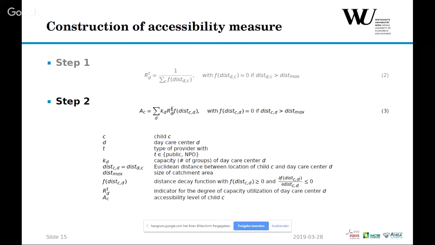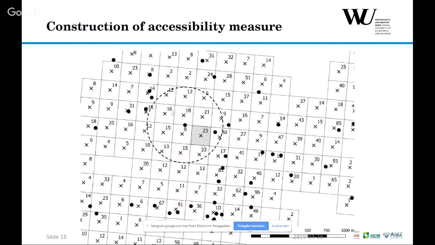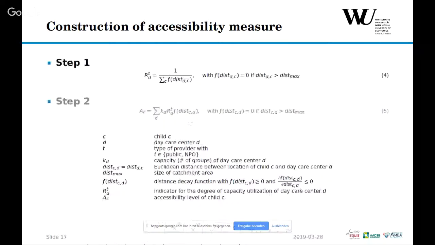In order to calculate R, the degree of capacity utilization of a daycare center, we change the perspective. The capacity utilization is calculated for each childcare institution. So in this example, we want to calculate the capacity utilization for the childcare institution depicted with the black dot in the center of the circle. And this depends on the children living in the catchment area. And again, children that live closer get a higher weight than children living farther away. Mathematically, this is step 1 here on this slide.